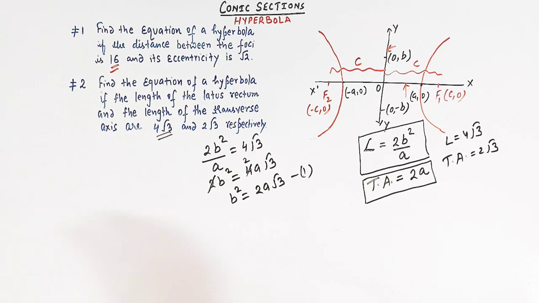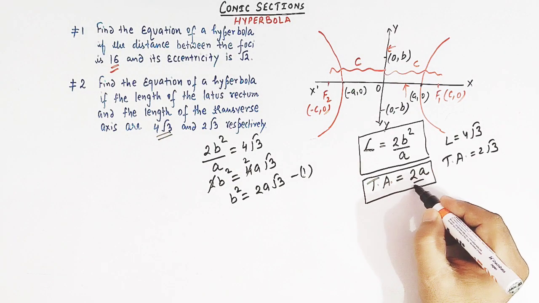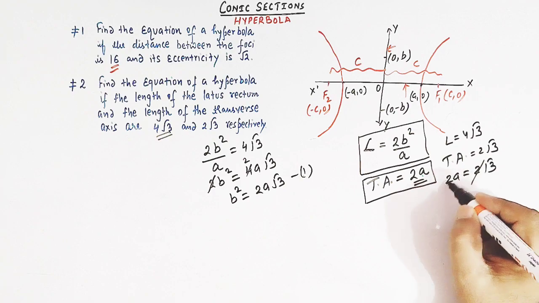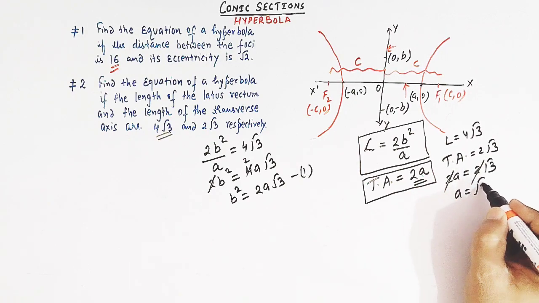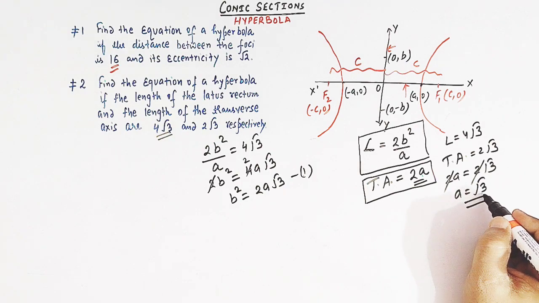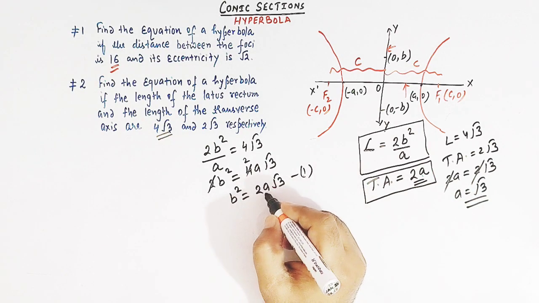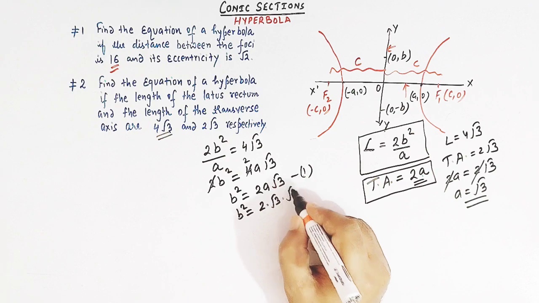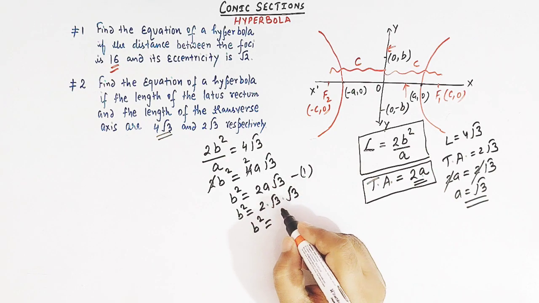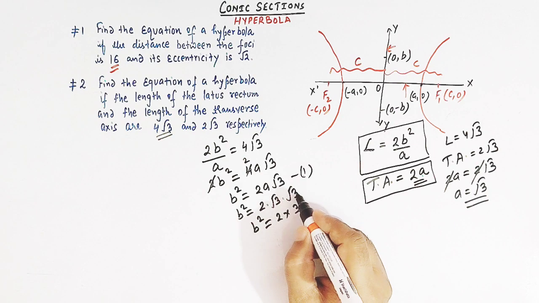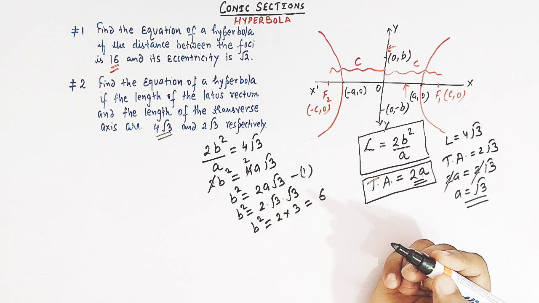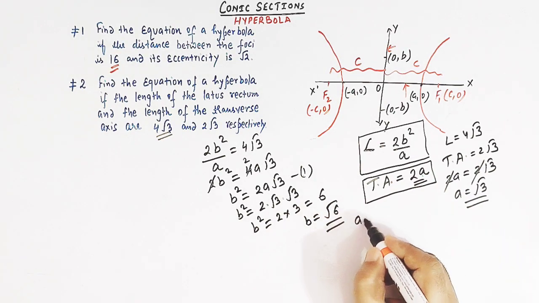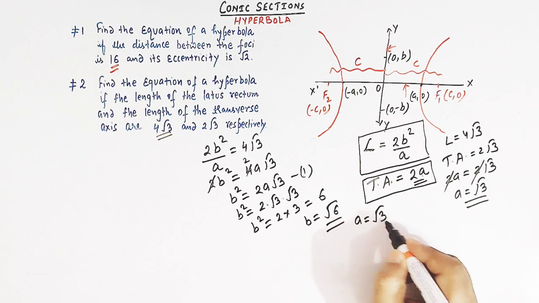Okay, now here the length of the transverse axis is 2a. So now we can equate 2a is equal to 2 root 3. So this 2 and this 2 get cancelled. So we are left with a is equal to root 3, right? And if we take this a is equal to root 3 in equation 1, we get b square is 2 times root 3 times root 3. So b square is now 2 times 3. Root 3 times root 3 is 3. So this is 6, right? So b is square root of 6, right? And a is equal to square root of 3, right?